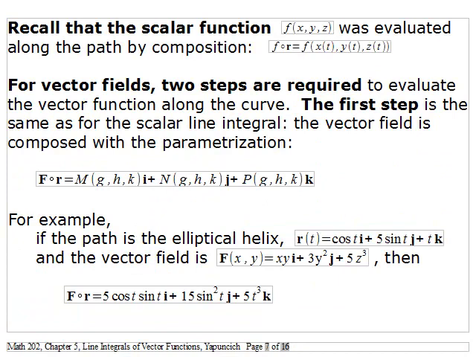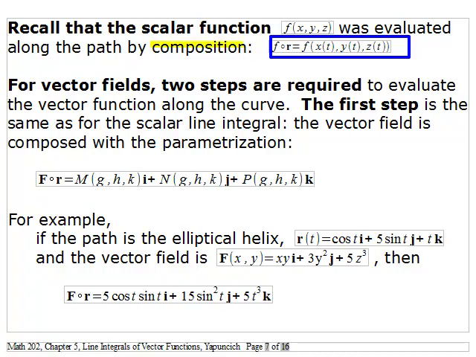Now the way to look at this is that with a scalar function, all you did was project it onto the path through composition. Projected was a bad word. You compose it with a path in order to just pick up the values of the function along the path as t changes. Okay, so you just use composition.